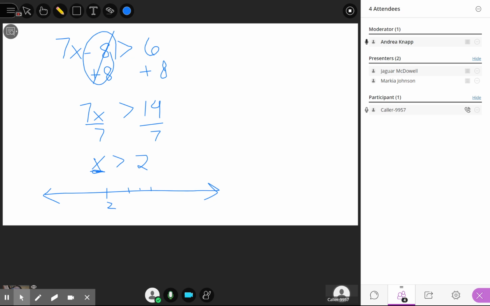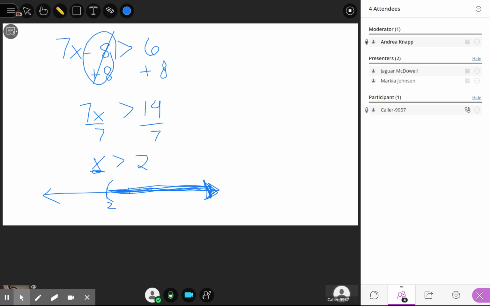So the way we show all those is we shade it. So we're going to put an open parenthesis showing that it's all the numbers bigger than 2 but not equaling 2. It can't be equal to or less than.